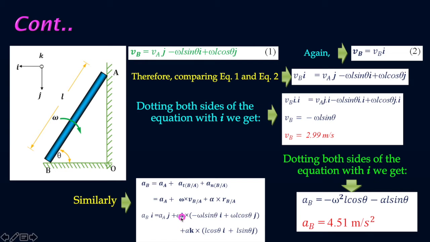As k cross j gives a minus sign, simply go through the vector product here. Then this k cross i again means j into i, so that equals 0, but this component is there. k cross j, again it is minus i, into i dot i, that is alpha L sin theta. Now substitute the values of omega and alpha, and we get the absolute acceleration of B as 4.51 meter per second square.